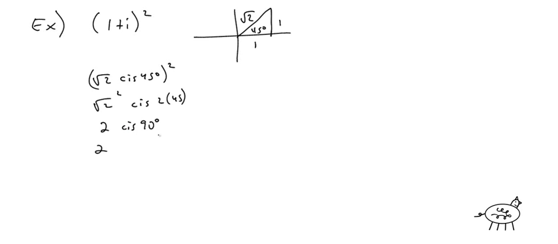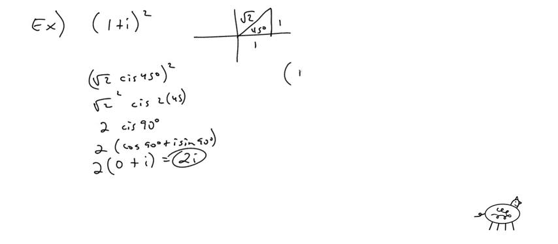Most of the time, if you have a 30, 45, or 60 degree reference angle, I'm going to ask you to simplify it to rectangular. If it's some odd angle, I'm not going to ask you to simplify that. So anyway, we get 2 cosine 90 degrees plus i sine of 90. And that's 2, and then cosine of 90 is 0 plus i, so you get 2i, like a normal human being, 2 i's. Now that's using de Moivre's theorem. Let's just use it the old-fashioned way. 1 plus i squared is 1 plus i times 1 plus i.